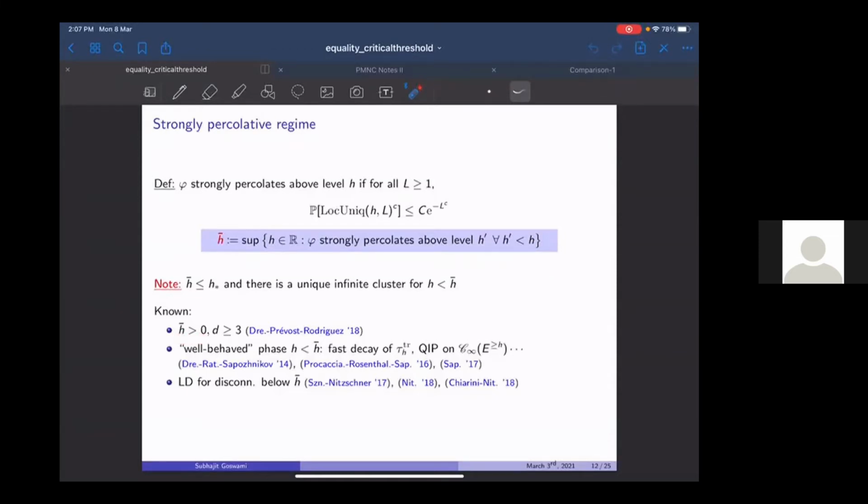So, in conjunction with the result that I'm going to present to you, it would say that the critical value is also strictly bigger than 0. But forgetting that, this is completely standalone, independent of the thing that I'm going to talk about today.